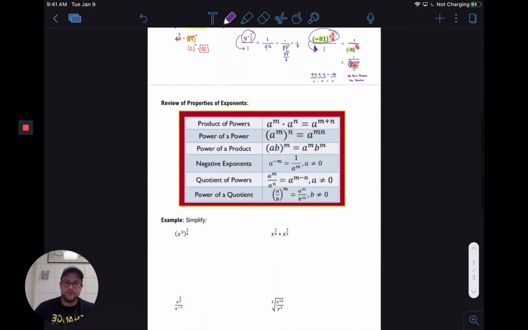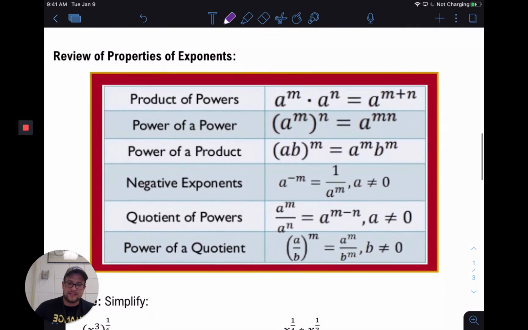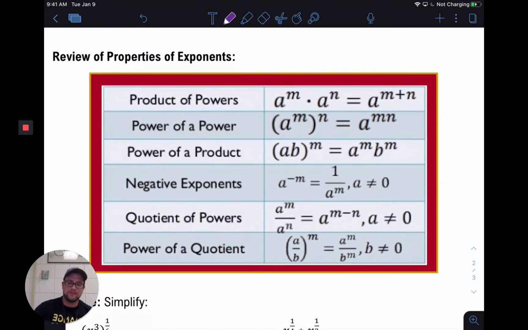So let's keep going through these. Again, we have some properties of exponents here. You should be very familiar with these. If you are multiplying two things that have the same base, a and a, you are going to keep the same base and add the exponents. If you have something with a power and you raise it to another power, you multiply the powers together.